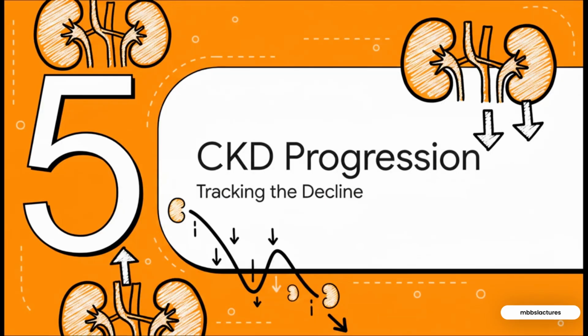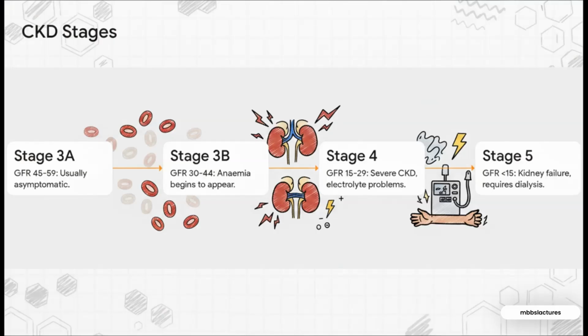Section 5, Chronic Kidney Disease Progression. It's time to track the decline. We stage CKD based on the glomerular filtration rate, or GFR, and knowing exactly when specific clinical complications pop up is vital for your exams.